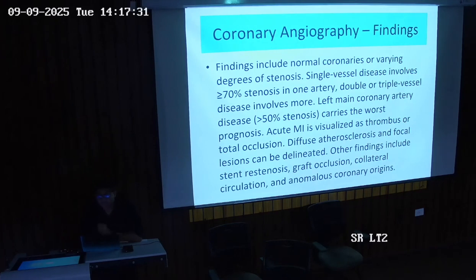No one is there who doesn't have atherosclerosis in the coronary artery, or a plaque formation, or stenosis. But there is a definite criteria. Single vessel disease involves more than 70% stenosis in one artery. Double or triple vessel disease involves more. Left main coronary artery disease is more than 50% stenosis and carries a worse prognosis.